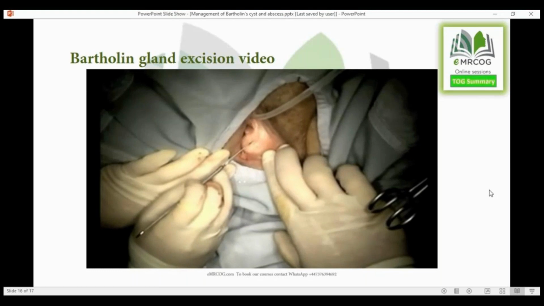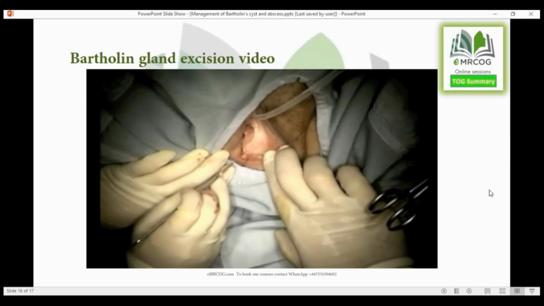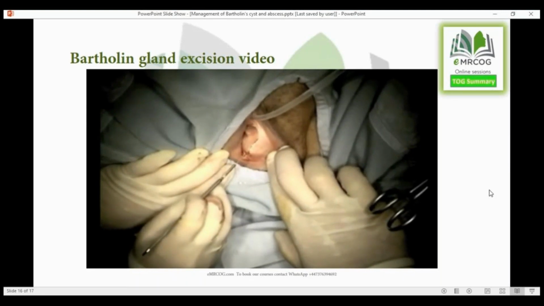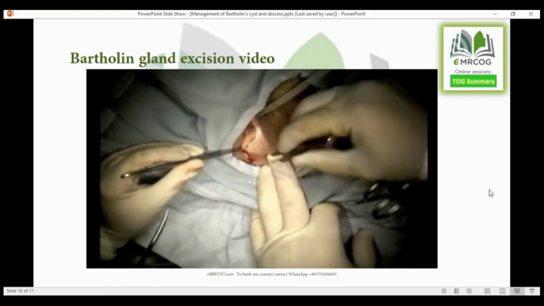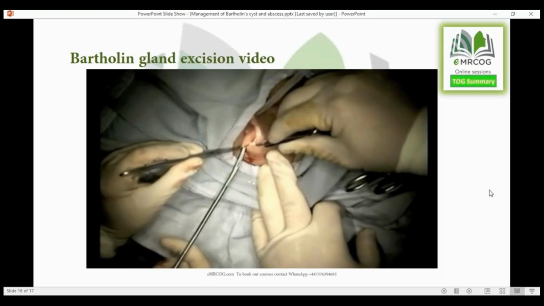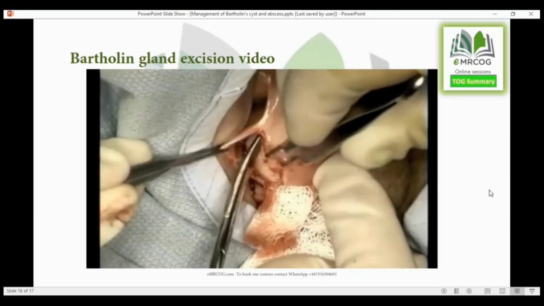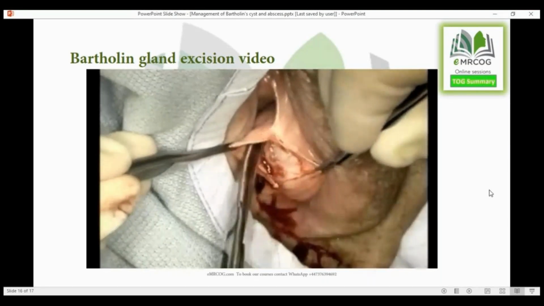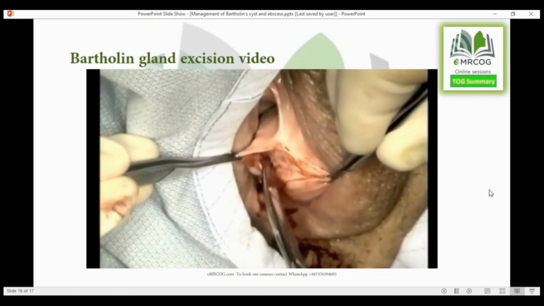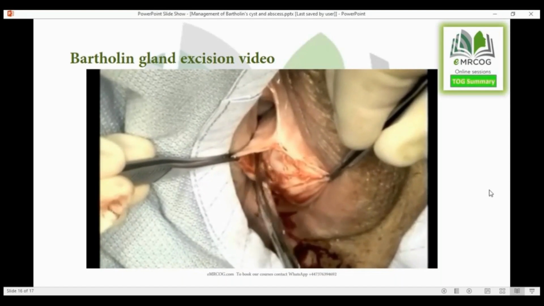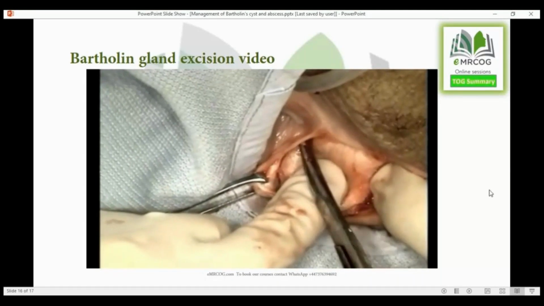We have to be very careful not to hurt the gland itself, because it will be very vascular. So dissection here is the key for a perfect Bartholin gland excision. Careful dissection is your key to a successful operation. As you can see here, they are trying to dissect it without injuring the gland itself. Then once you have dissected carefully and successfully, the gland will be out in a minute.